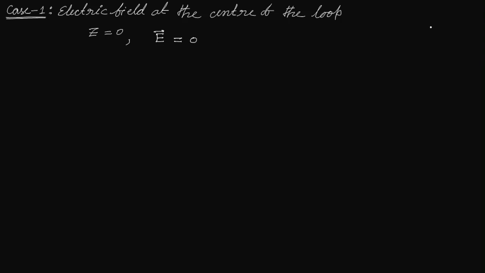And why it will be 0, we can simply understand from this figure. Let's say this is the circular loop and it is carrying a uniform charge distribution like this, and we are interested in calculating the electric field here.